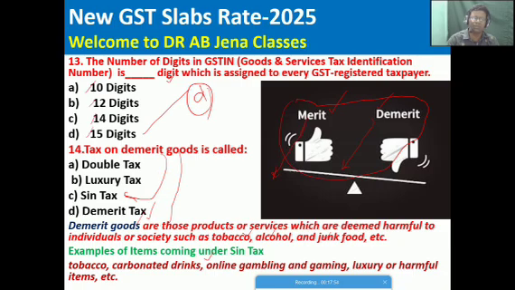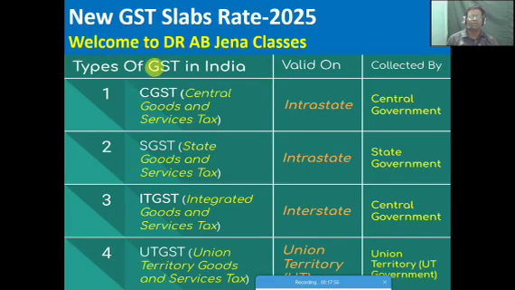So friends, I have told you these are the types of GST, that is CGST, SGST, IGST and UTGST. CGST is valid on interstate, and who will collect the CGST? Friends, here it is the central government. SGST is also valid on interstate, and who will collect the SGST? Here it is the state government.